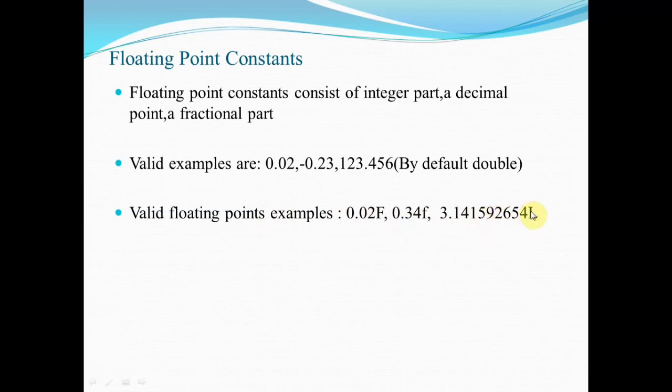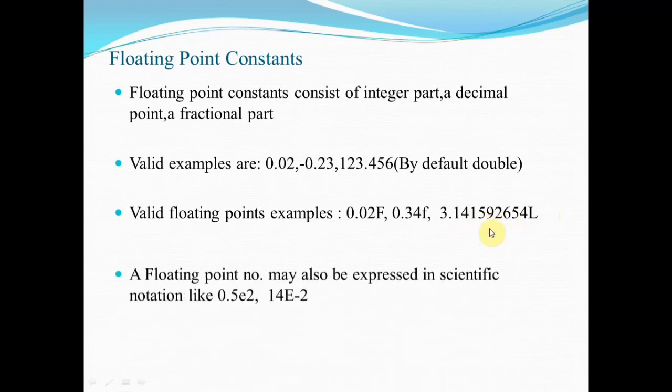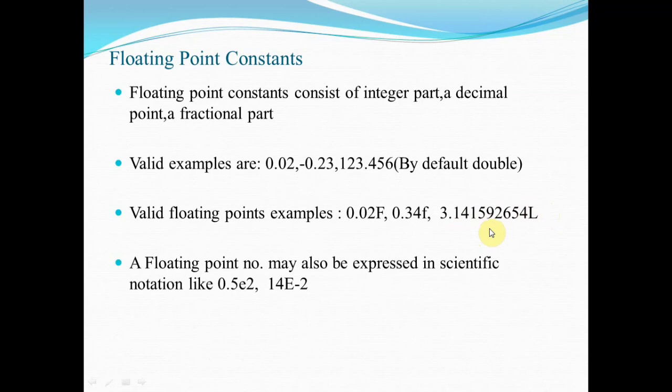That means after the number you have to write the letter L, which will indicate that this particular number is a long double number. Now a floating point number may also be expressed in scientific notation, like mantissa and exponent form. So either small e or capital E is allowed in this case. So 0.5E2 means 0.5 into 10 raised to 2, or say 14E-2 is a number, so 14 into 10 raised to minus 2. So you can represent the different floating point constants in various ways.